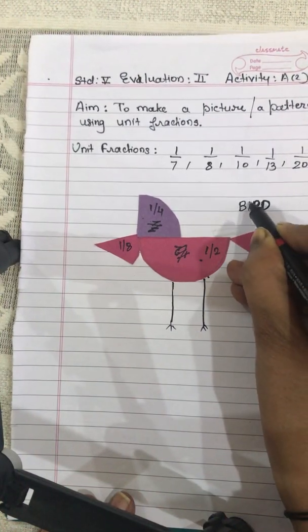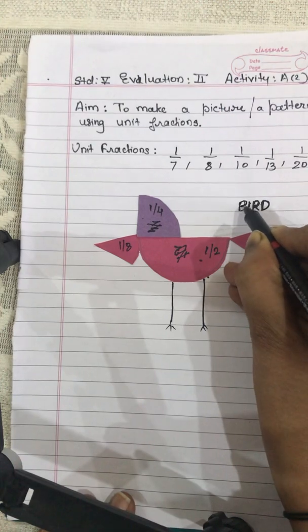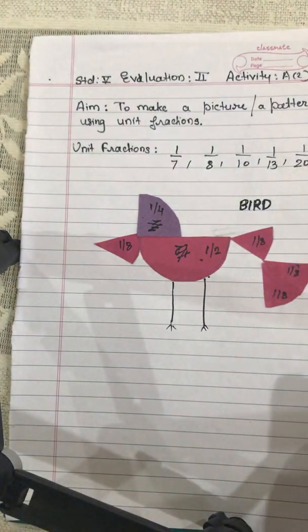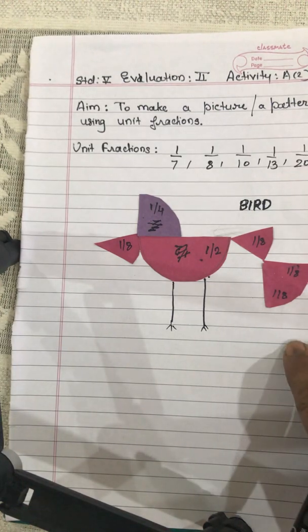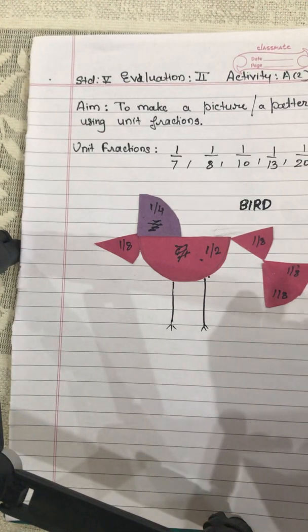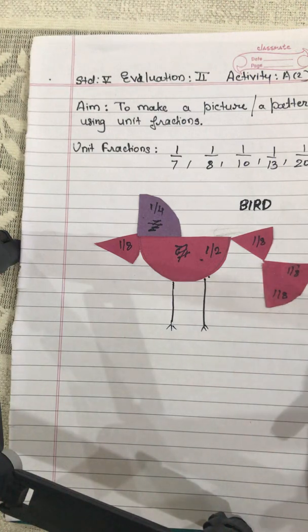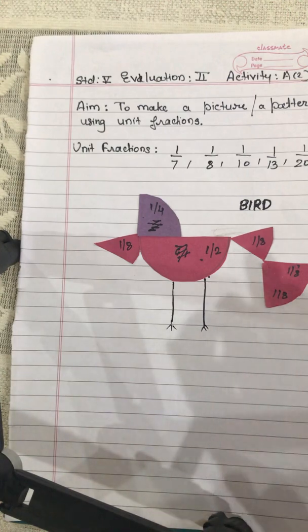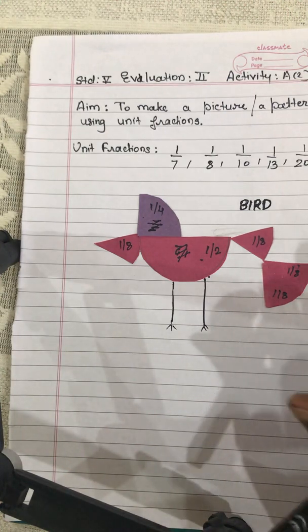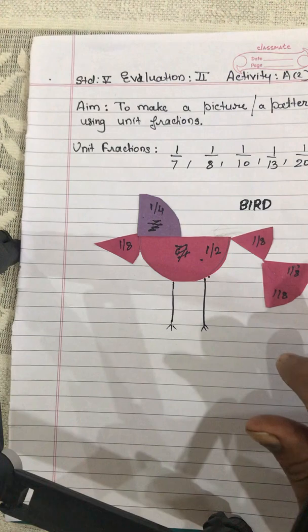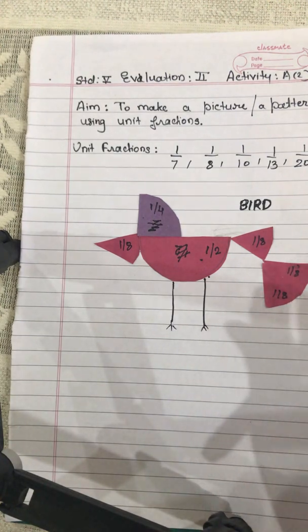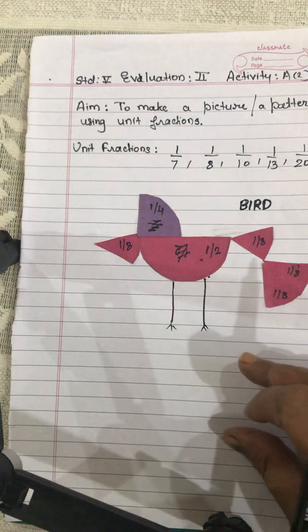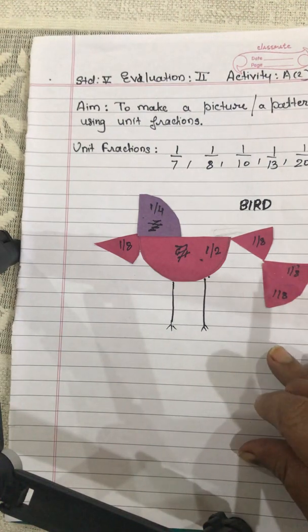So here I have made a picture of a bird. You can use your own creativity to make a pattern or a bird. It is not compulsory to make the same type of picture, but try to use something different. If you do not get something different, you can use the same type of unit fractions and make the same type of picture, that is, a bird only. Okay, and write down your roll number, class and section on the page itself.